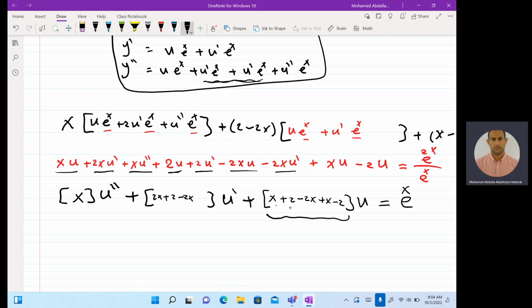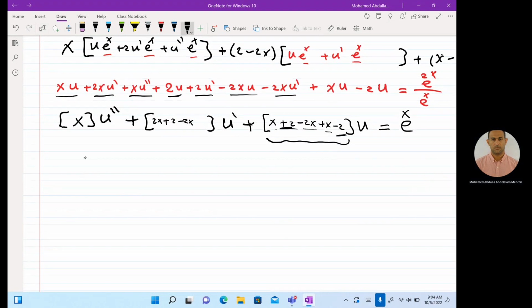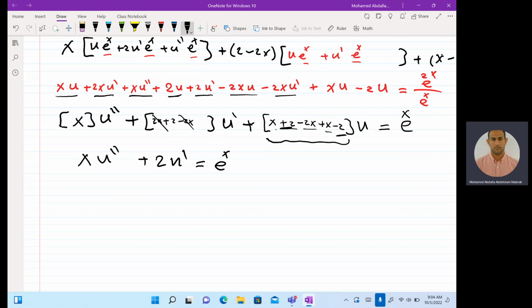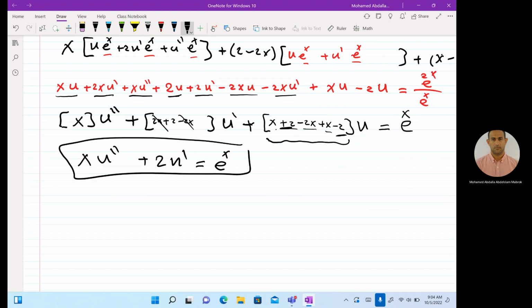Yes. So x and minus 2x and plus x, all the x's will go. Plus 2 and minus 2 will go. That's okay. That means a very good sign that we're doing things correct. So our problem becomes x u double dash plus, and I guess this 2x with this 2x, 2u dash equal e to the power x. Very simple, very easy, very elegant second order differential equation that it's without the u here.